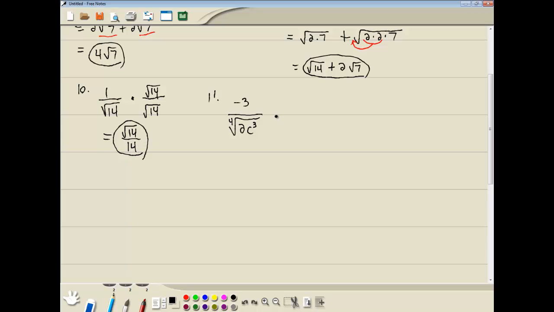On this one, our index is 4, which means we need sets of 4 of something. Now I have 1 two here, so I'm going to put in 3 more 2's because I need 4 total. Now I had 3 C's, so I'll put in 1 more C, and that'll give me 4 C's. And whatever you multiply by on the bottom, you have to multiply by on the top.